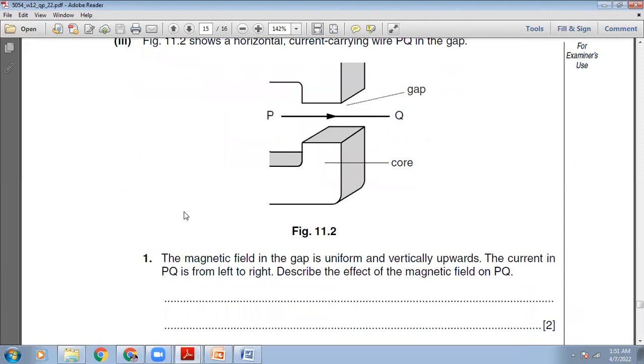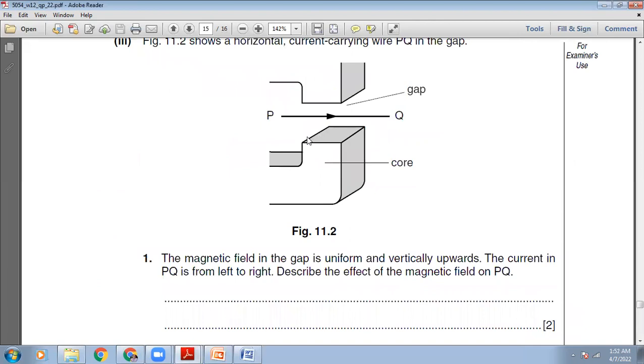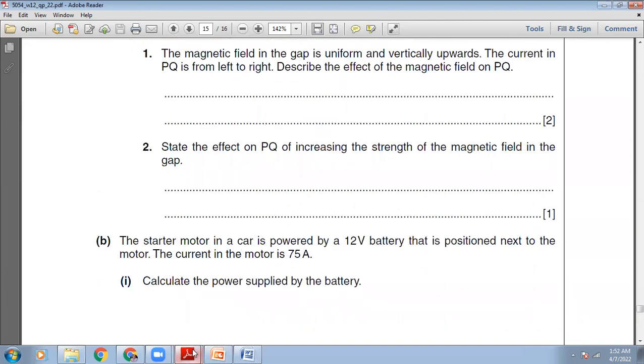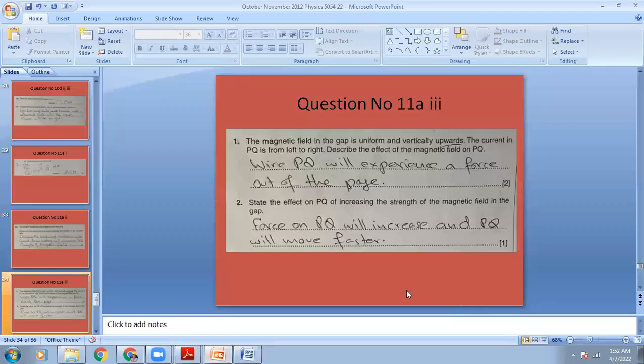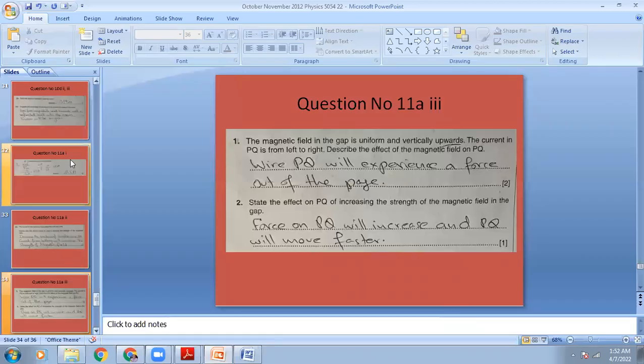The next part is: state the effect on the PQ of increasing the strength of the magnetic field in the gap. If you make this magnetic field stronger, the force exerted on the PQ will also become stronger, and the PQ will move faster and quickly. So the force on the PQ will increase and the PQ will move faster. That is my answer. Hopefully you understand.